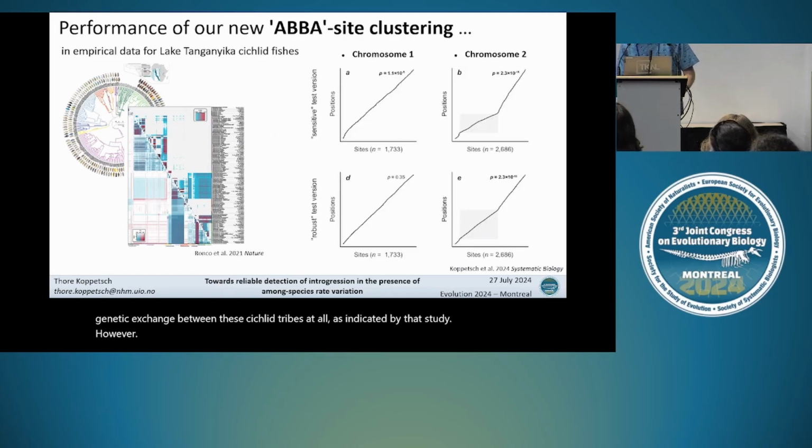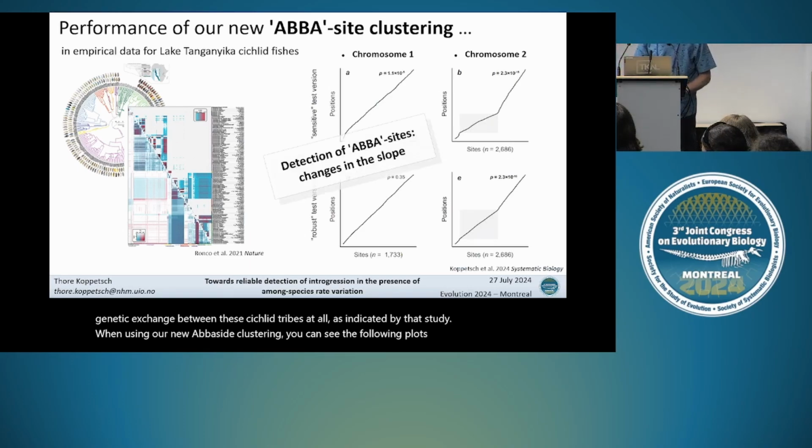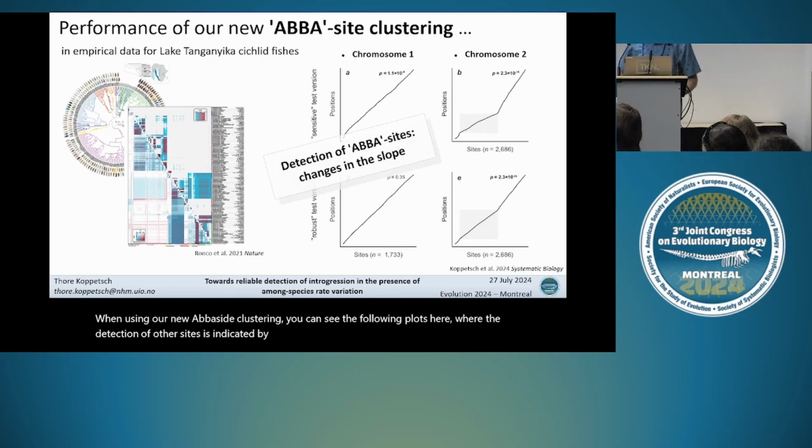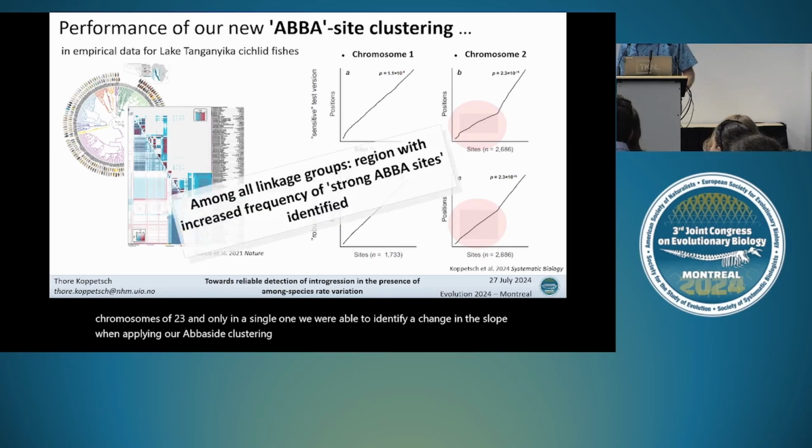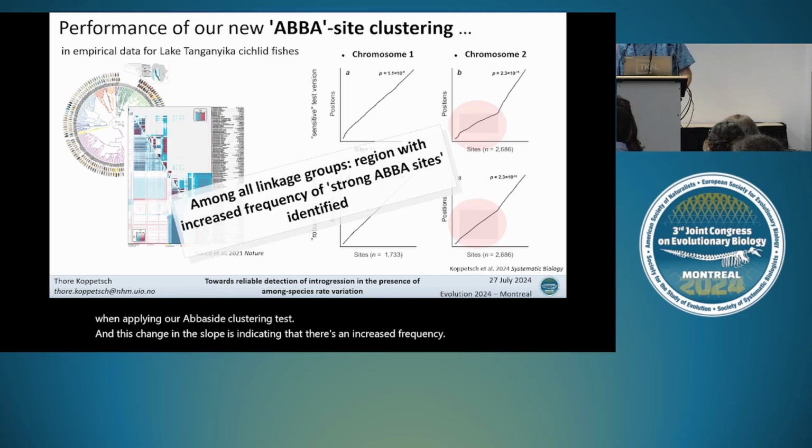However, when using our new ABBA site clustering, you can see the following plots here, where the detection of ABBA sites is indicated by changes in the slope. And I show you here 2 chromosomes of 23, and only in a single one we were able to identify a change in the slope when applying our ABBA site clustering test. And this change in the slope is indicating that there's an increased frequency of strong ABBA sites for this particular chromosome that might be caused by an inversion or a structural rearrangement in that case.